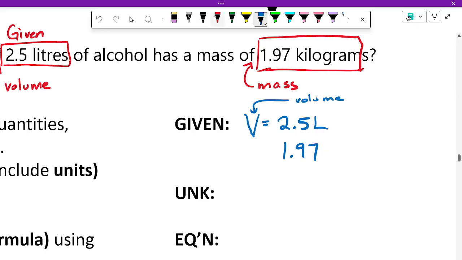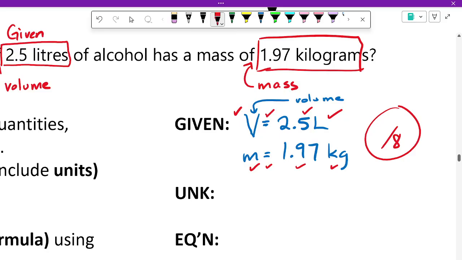If you wrote V, give yourself a check mark. If you wrote equals, give yourself a check mark. If you got 2.5, check. Liter, check. What should the next one say? M. What else am I missing? Equals. Kilograms. So again, you can give yourself 1, 2, 3, 4. So you can mark your given out of 8. See what you got out of 8.